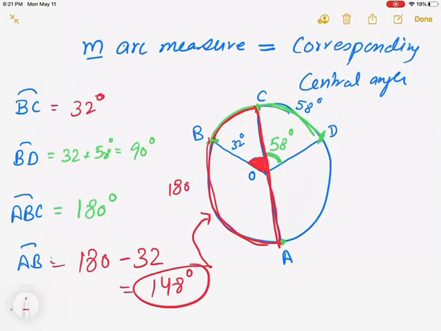So that's how we deal with these types of problems. Pretty much, as long as you know how to name each one and how to find their central angle, that's all it's about.